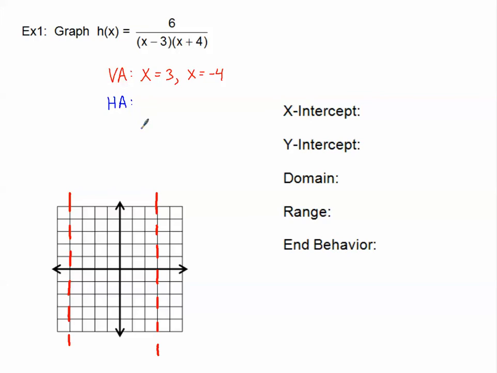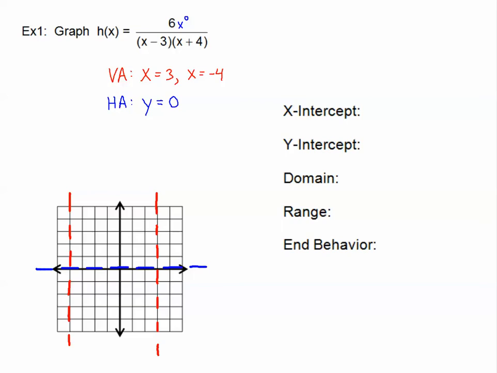This depends on the degrees. We need to find the degree of the numerator and the degree of the denominator. Well, the degree of the numerator is just 0 because I just see a number. This is like 6x to the 0 power. So the degree is 0, and the denominator, it's in factored form, so if I FOILed this, I'd realize that there is going to be an x squared. So the degree of the denominator is 2. Since the degree of the numerator is less than the degree of the denominator, that's case number 1 from our previous notes, it will always be y equals 0 in that case. So that's the x-axis. Y equals 0 is the x-axis. I'm going to dash in my horizontal asymptote there.